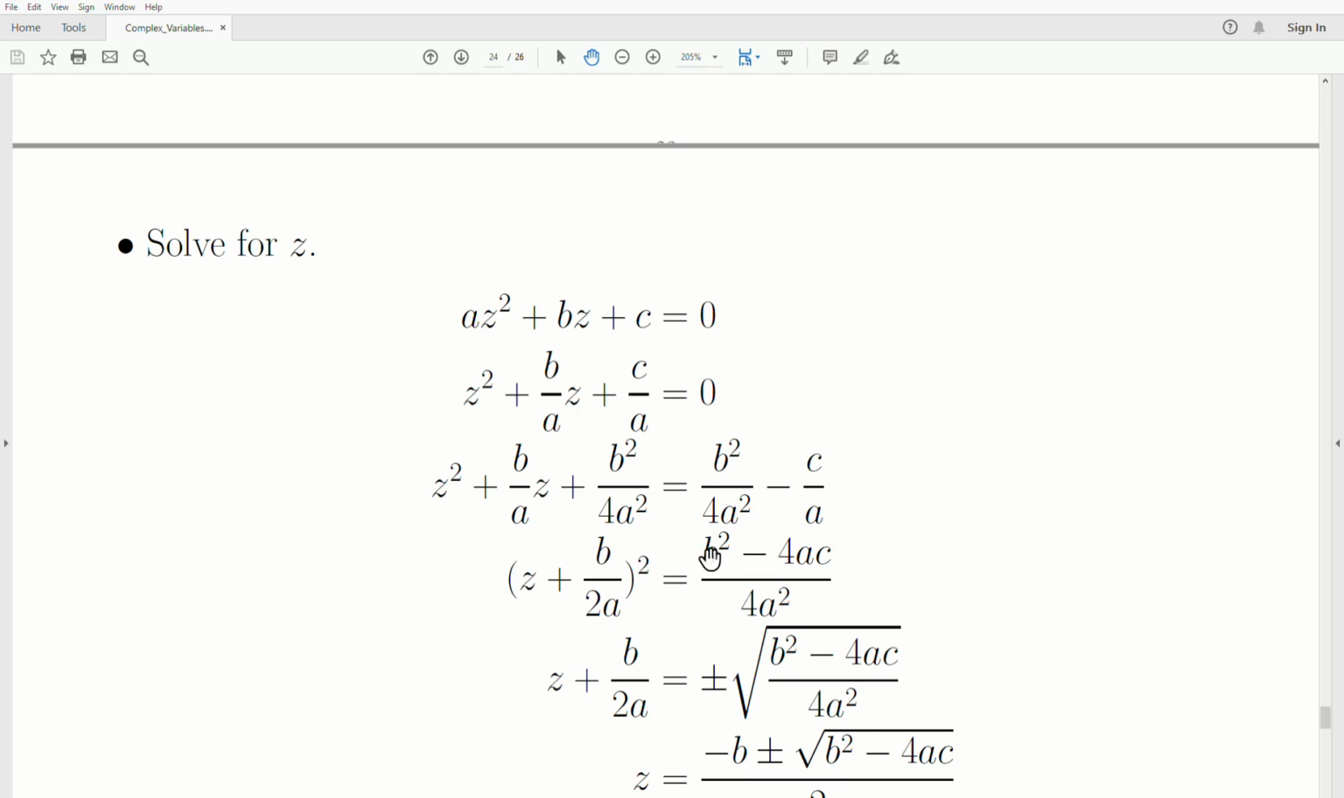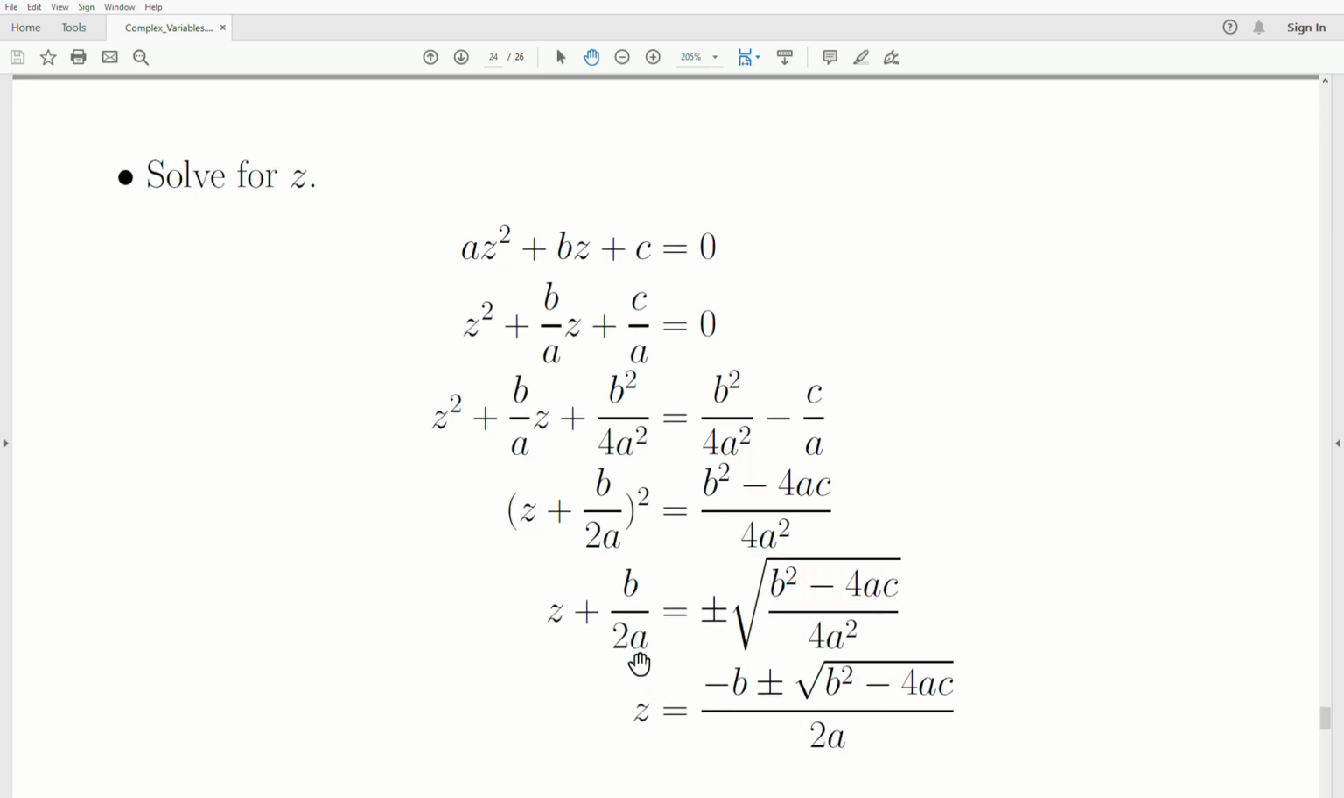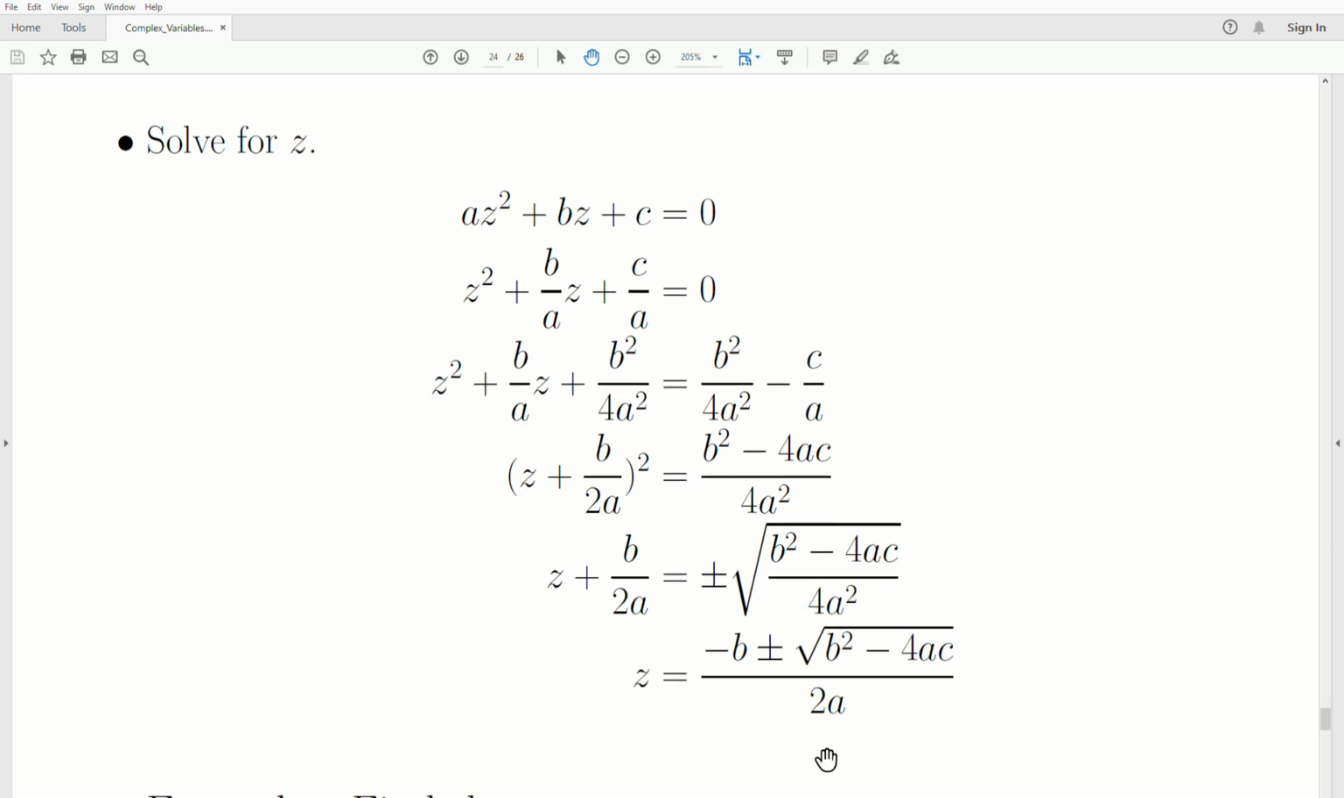Now we take the square root of both sides, and that's where the plus or minus comes in, whatever this square root value equals. Subtract b over 2a to the other side, combine like terms, right? The square root of the numerator over the square root of the denominator, which is 2a, so it can come out, and when we combine the fractions, we get this. And it looks exactly like the formula when we're dealing with the real number line.